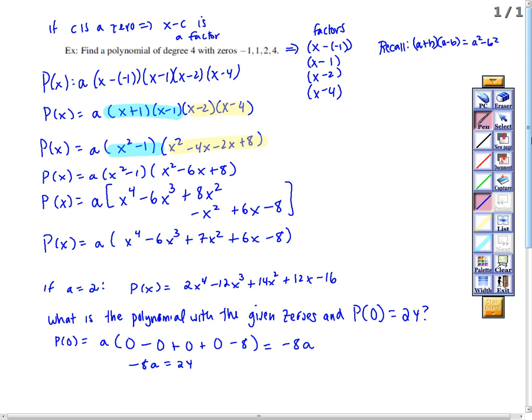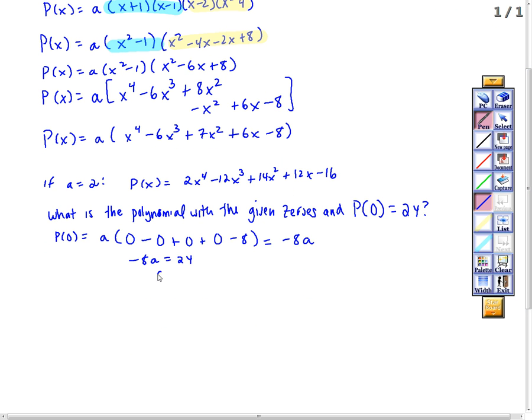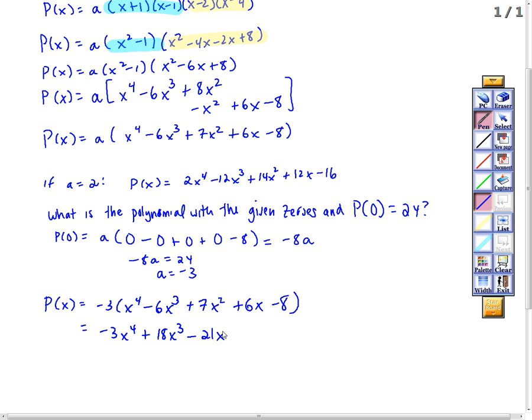Let's scroll down just a second. So a has to be, divide both sides by negative 8, negative 3. So the polynomial P of x would be negative 3 times x to the 4th minus 6x cubed plus 7x squared plus 6x minus 8, or negative 3x to the 4th plus 18x cubed minus 21x squared minus 18x plus 24. That's it.